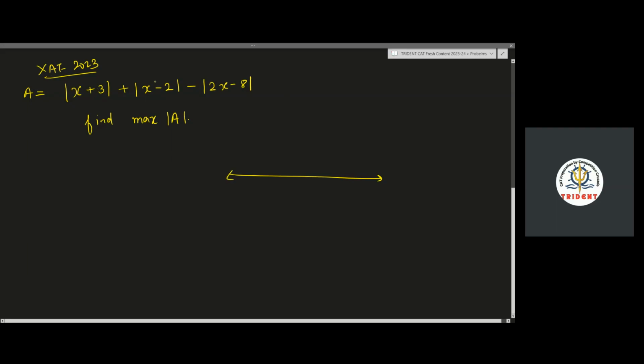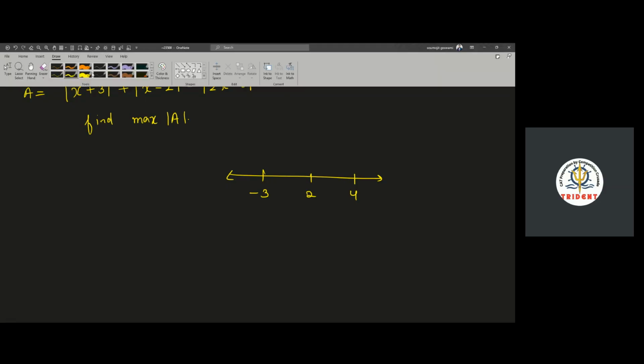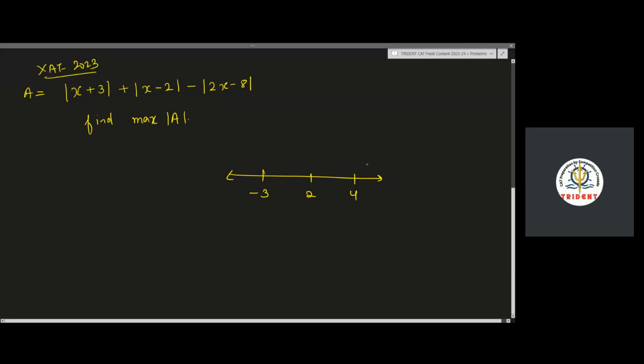If you look at the critical points for this graph, you will get the critical points at -3, 2 and 4, and not 8, because 2x = 8 gives you a critical point of 4. Now I have already given you the method through which you draw the graph of these types of functions, and the method is pretty simple. You just need to predict the slopes in and around these critical points.